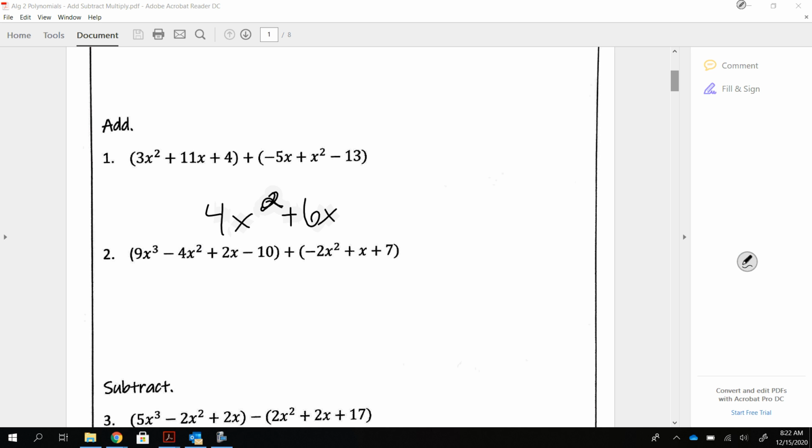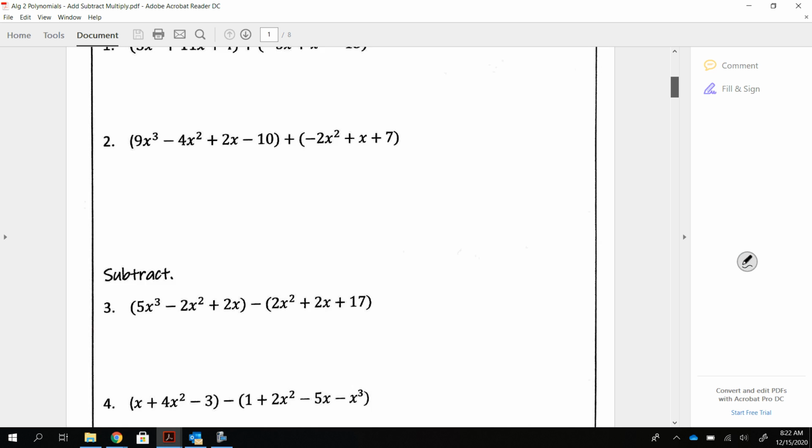All right, so we have 4x squared plus 6x, and all we have left is 4 minus 13. So 4 plus negative 13 is minus 9, and we're done. Pretty easy, right? I slowed it down just to show y'all, but this should be really, really easy. All right, moving on. We scroll down.